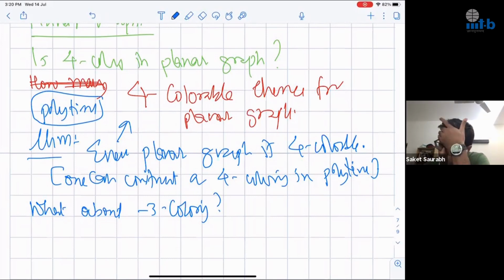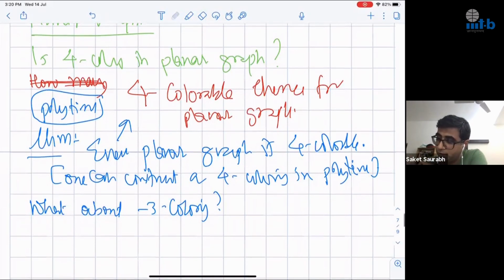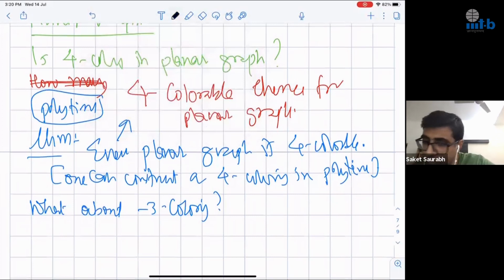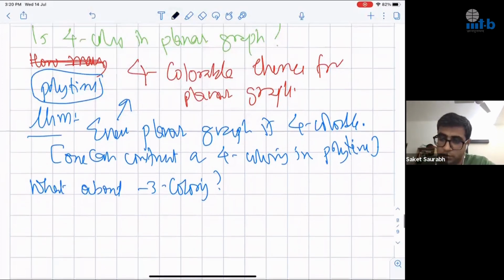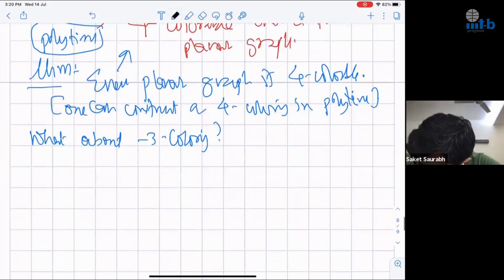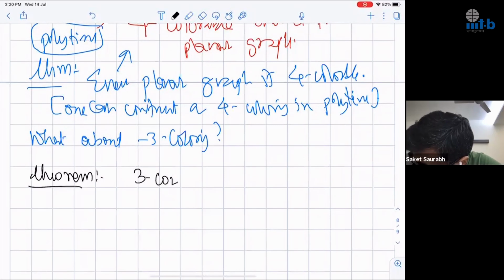So my next question is, what about 3 coloring? What is known about 3 coloring? Has anybody heard about it? If not, then I will write it down. Okay. So the known theorem is 3 coloring in planar graph is NP complete.